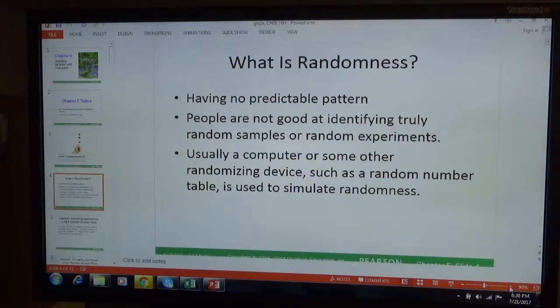So if that's the case, each student has what? What is the probability of being selected? 1 out of 25, right? 1 out of 25.